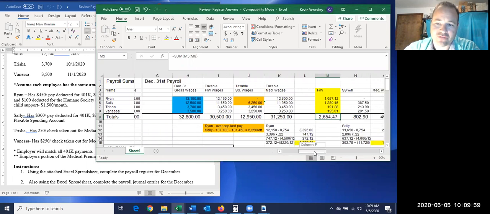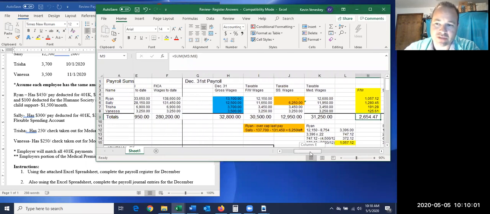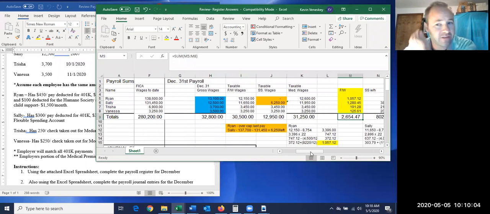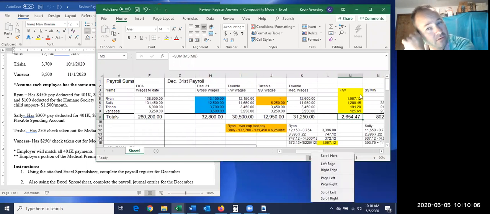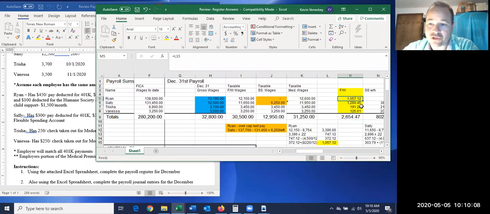I'll leave these up as check figures. Actually, no, go ahead and write these down. I'm going to take this back off. Write these numbers down as your check figures and see if you get them. And if you get through with all of this before we review, go ahead and start working on the 941.